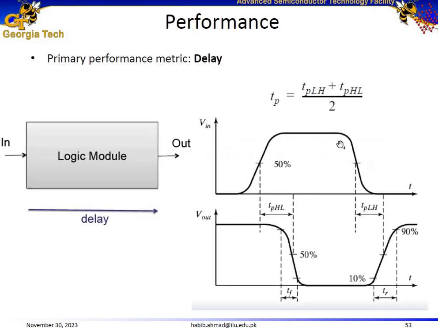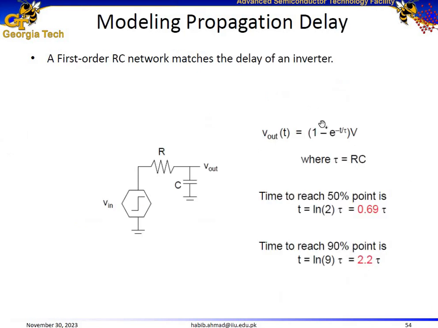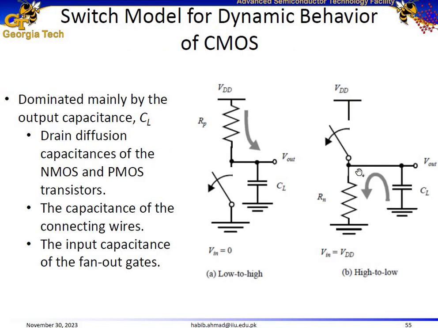Now, in order to calculate the propagation delay, we need two components. We need capacitance and we need to know the resistance as well. We already covered the capacitance part. Now let us calculate the resistance part.